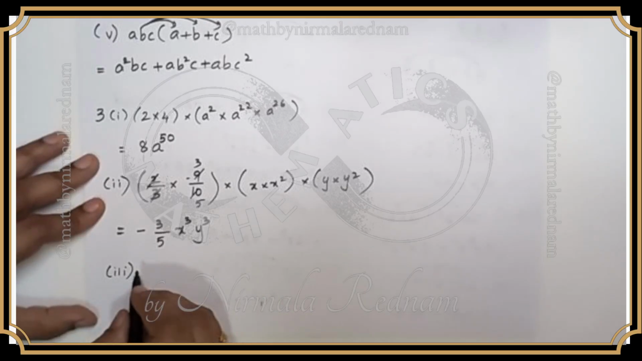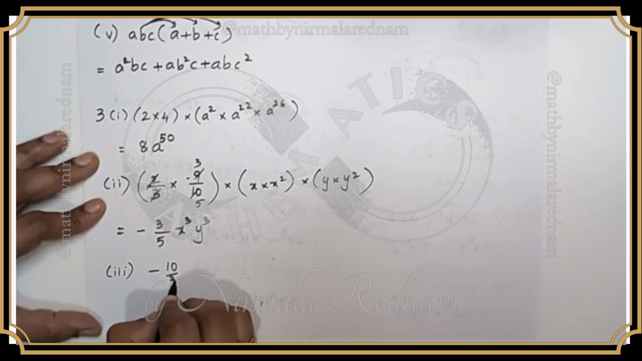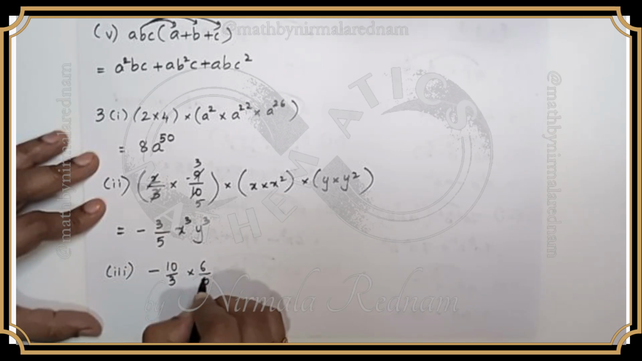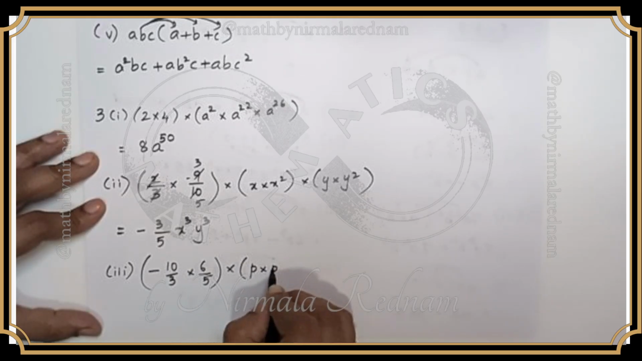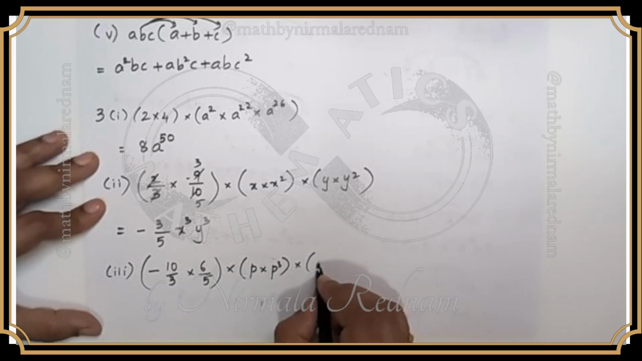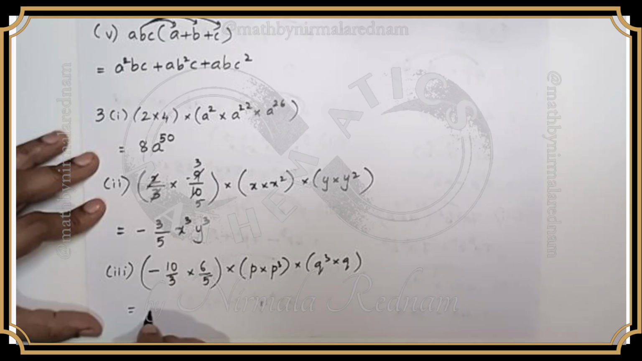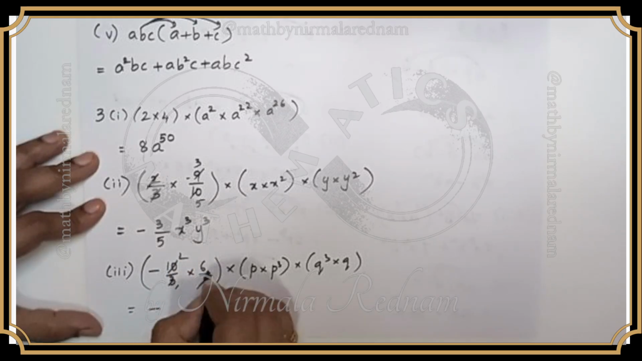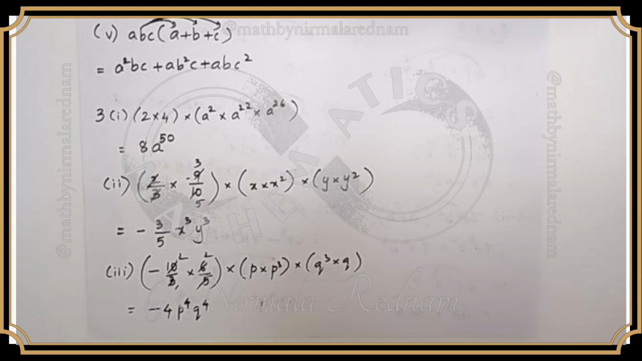Next I have minus 10 by 3 into 6 by 5. That is the numerical part. P into p cube is p power 4 and q cube into q is q power 4, right? So this is minus 4 p power 4 q power 4. So that's your final answer.